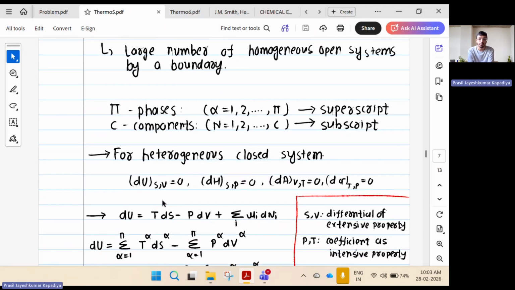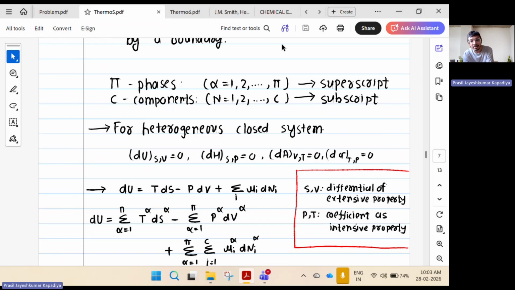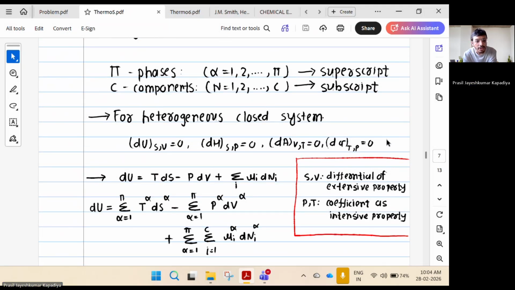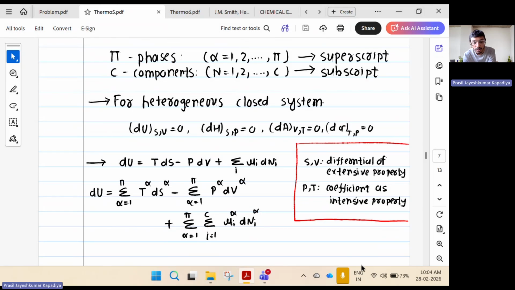Now to write this particular formula for pi number of phases and C number of components. One thing very important to remember is that when we are mentioning phases, we will write them in superscript, and when it is a component, we will write it as a subscript. So in any relation in this derivation, when something is in subscript, that means we are talking about components, and when something is in superscript, we are talking about phases. So let's write it down for pi phases and C number of components.